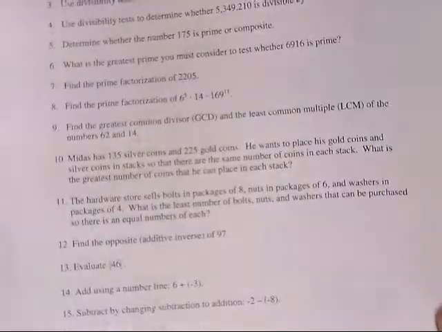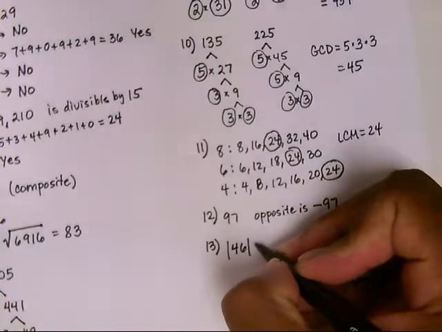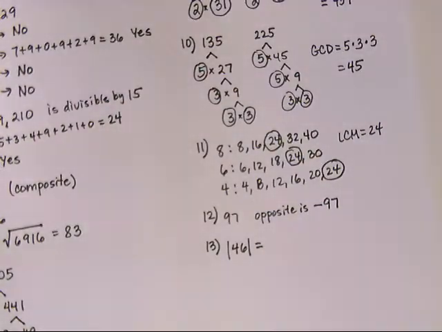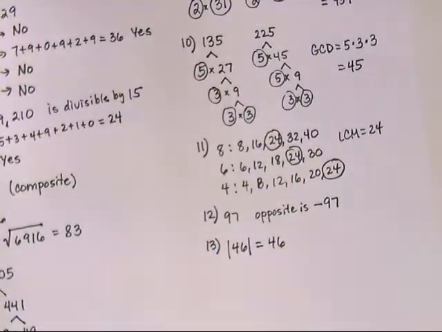Evaluate the absolute value of 46. Well, absolute value is always going to be positive. That represents a distance that number is from 0 on the number line. So the absolute value of 46 would just simply be 46.